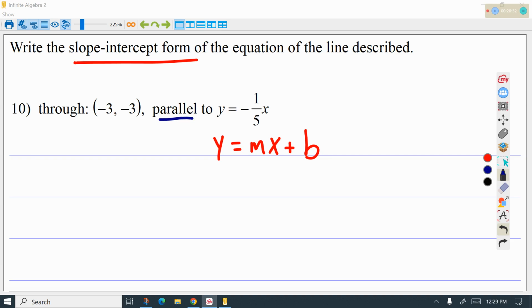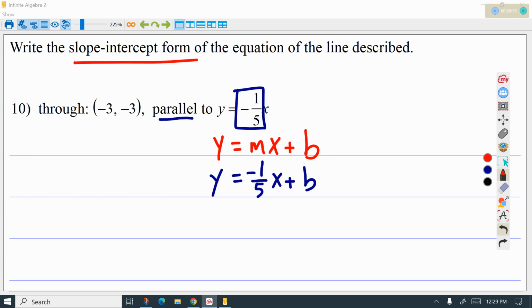Parallel lines have equal slope, right? So that means I'm going to copy my slope. So you better know what the slope is. The slope is the number that's multiplying x, right? The number that we're multiplying with x. So in this case, I see negative 1 over 5x. Copy everything else, right? Okay, so I copy the slope.